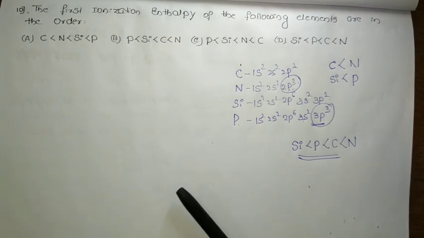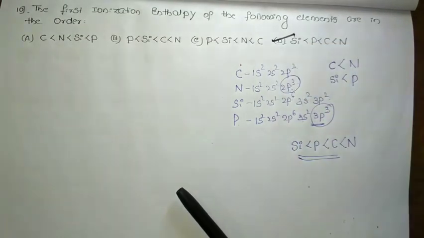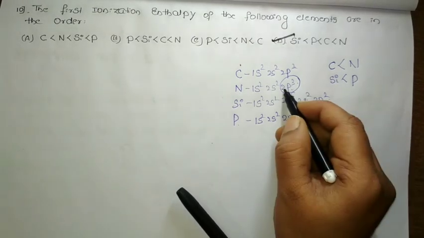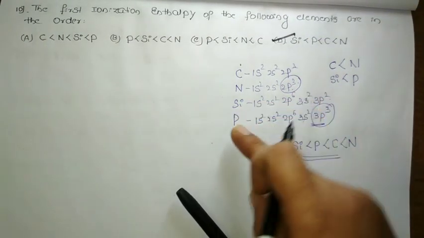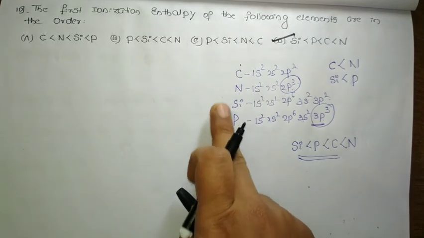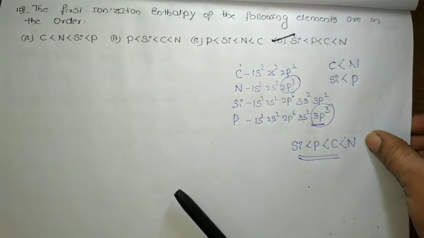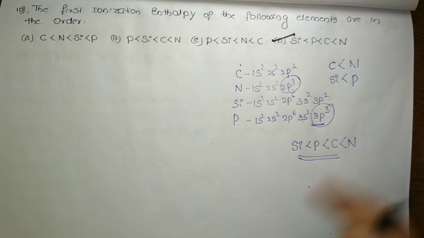So which is the option that is correct? Silicon, phosphorus, carbon and nitrogen. So it is option D which is correct. Here the third orbit is entering, here the second orbit. So obviously carbon and nitrogen will have a smaller size compared to silicon and phosphorus. Comparing all, silicon and phosphorus ionization enthalpy is very less compared to carbon and nitrogen. So like this you have to compare and solve. I hope it is clear. So this is about the topic, the structure of atom and the periodicity, where I have tried to solve as much as possible.